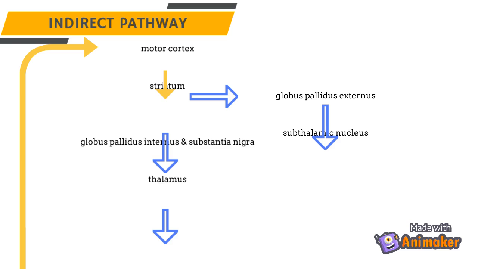this will send excitatory interneurons back to the globus pallidus internus and substantia nigra, and this way the indirect pathway turns out and finishes the exact same way as the direct pathway, which is to say that globus pallidus internus and substantia nigra send inhibitory signals to thalamus. And you see that the thalamus sends excitatory signals to the motor cortex. The acetylcholine neurons oppose the activity of dopamine.